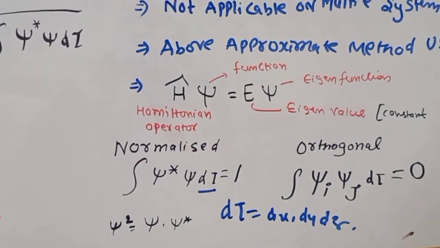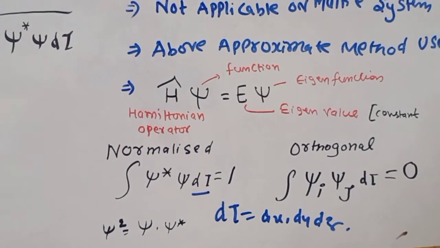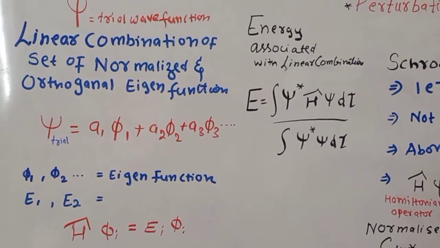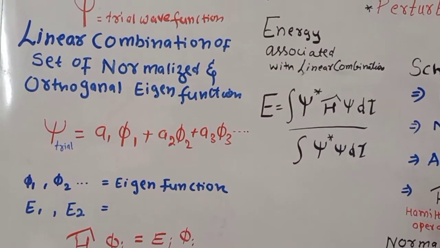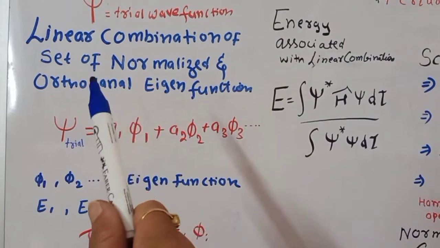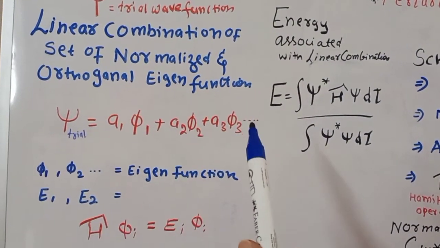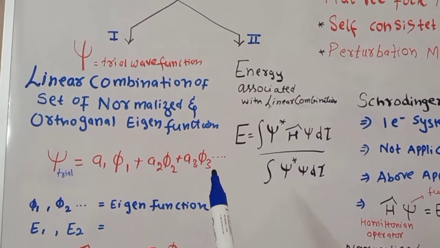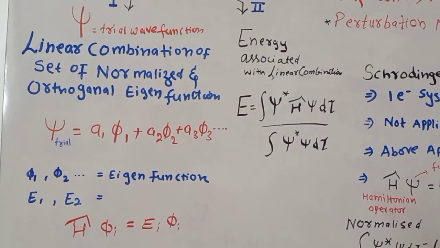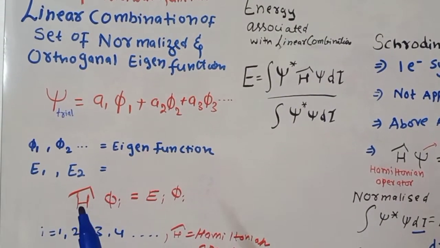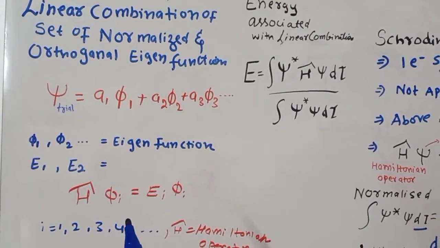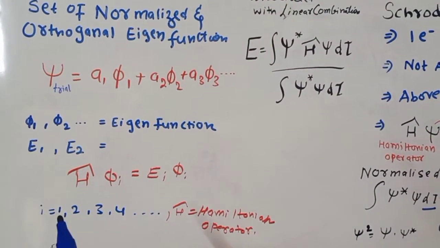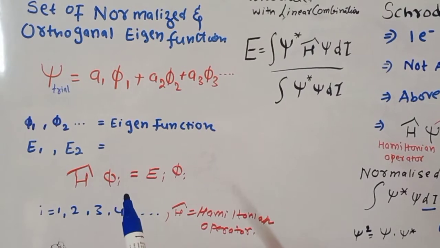So these three things we have to remember for starting our derivation of the variation method. First condition, we will assume the trial wave functions as a linear combination of the set of normalized and orthogonal eigenfunctions. Here we have assumed the eigenfunctions phi 1, phi 2, phi 3 and so on, and a1, a2, a3 will be the coefficients. Here we can write H cap phi i equals E i phi i, where i is the number of the atom, 1, 2, representing the first atom, second atom, and so on.